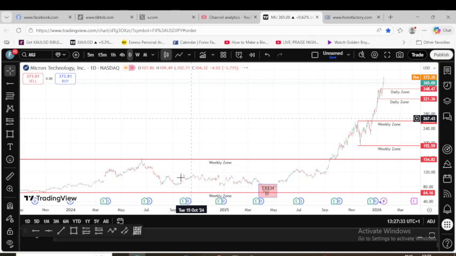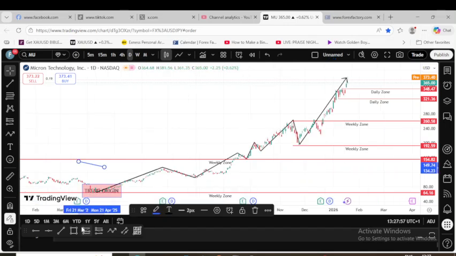Okay, so now we identify our market structure, which is going to be an impulsive move here, correctional move here, impulsive, correctional, impulsive, correctional, impulsive, correctional, and then we have an impulsive move. So next thing we do is identify our swing highs and our swing lows. So we have this swing low, or we can also call it a higher low. Another swing low, another higher low.